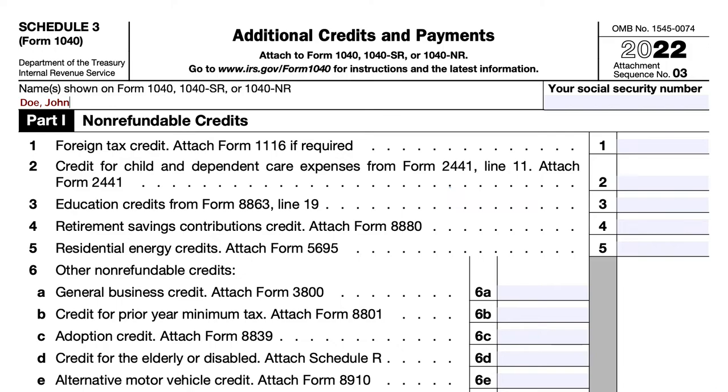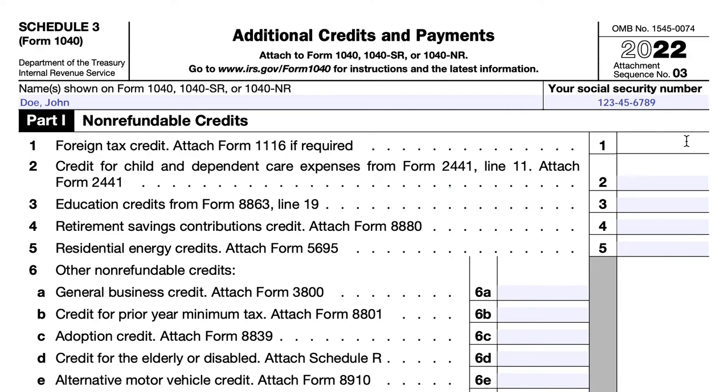So at the very top of the form, your tax preparation software will probably automatically do this, but we're going to enter the name of our hero, John Doe, and his social security number. So we'll start with line 1, foreign tax credit. This is reported on IRS Form 1116. If you paid income tax to a foreign country or a U.S. possession, you might be taking this tax credit.